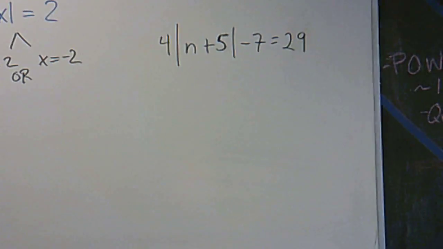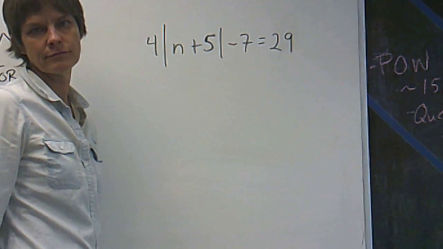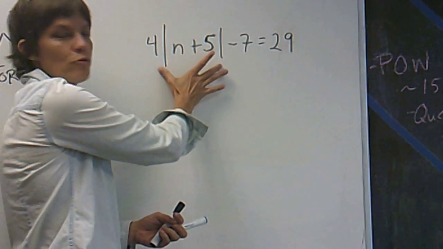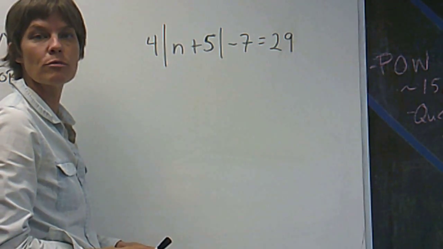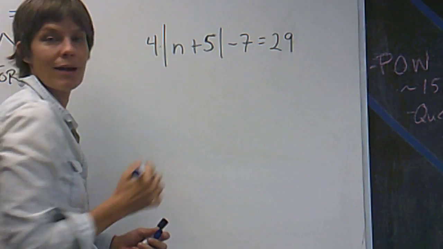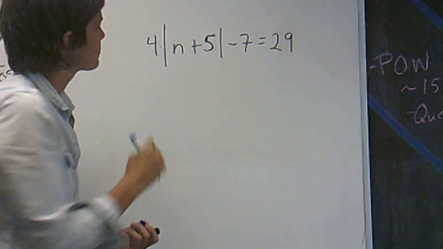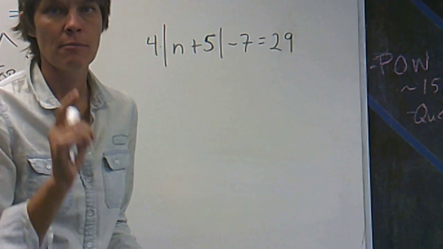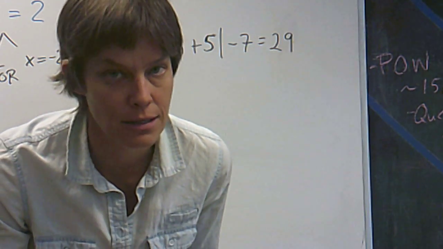So, the absolute value of 4 times n plus 5, minus 7, is 29. This is the absolute value bars. Now, I know some of you are going to want to use the distributive property because what operation is happening right here? That's a multiplication, right? And we can distribute, Ms. Thompson. No, you can't. If you distribute this, you will get one of the right answers, but you will absolutely lose the other. And you can't do that because then it's wrong.